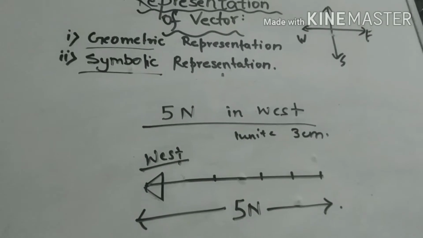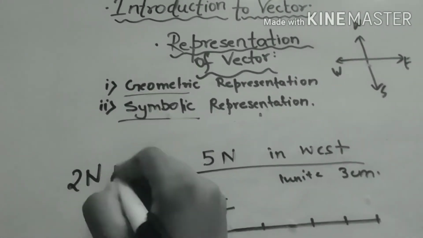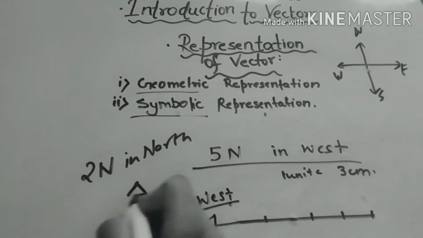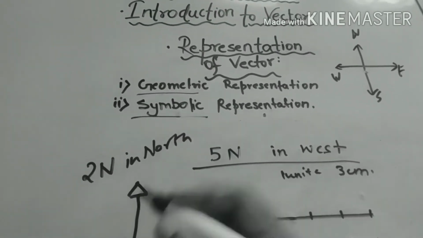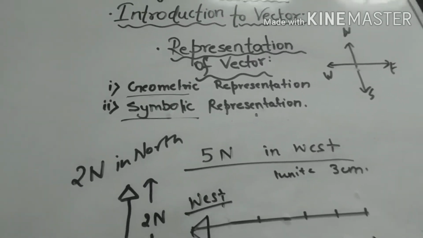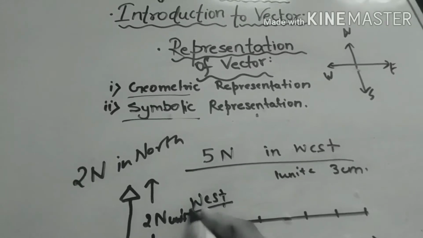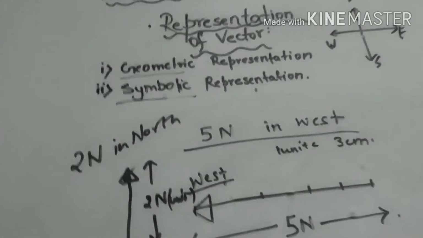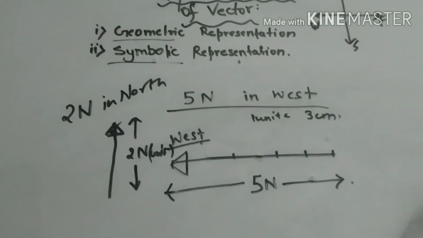Let's see another example, representing 2 newton in north direction. North direction will be this, and we consider 1 unit equal to 2 centimeter. So this whole length will be 2 newton, or we can say 2 units, and it is pointing towards north direction. Now we'll see the symbolic representation.